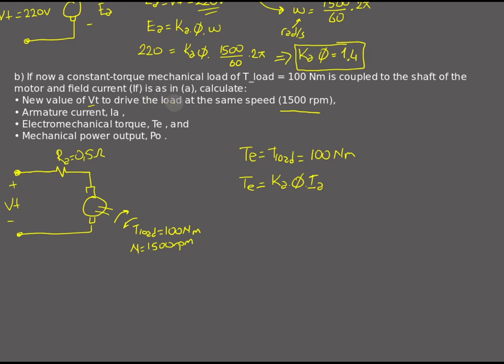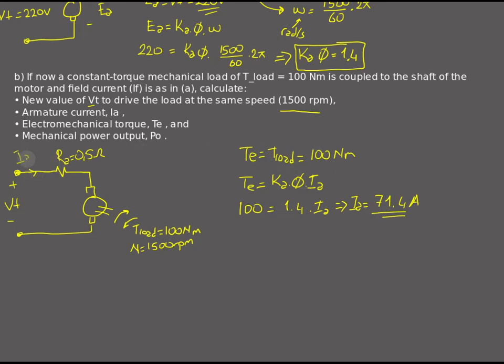Since this is a separately excited machine, and we didn't change the field current, that relation will be the same. If we had changed the field current, maybe that value could go up and down, but now it is the same. So I can write that 1.4 times Ia is equal to 100, so I can calculate the armature current as 71.4 amps.